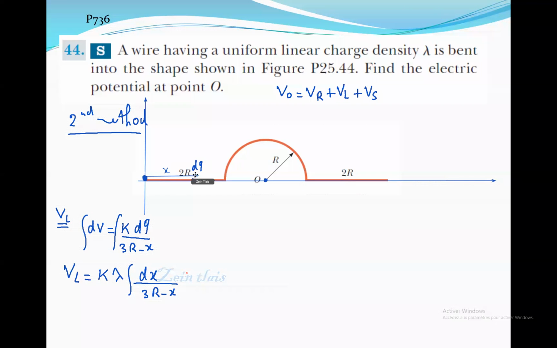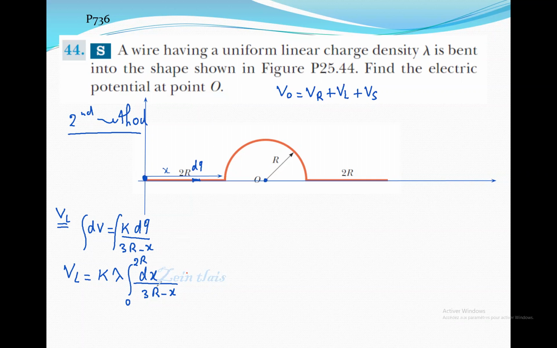The variable is x. Here you have to move dq along the rod, and x will be from this point where x equals 0 to this point where x equals 2r. Okay, from 0 to 2r. And here I have to calculate the integral.